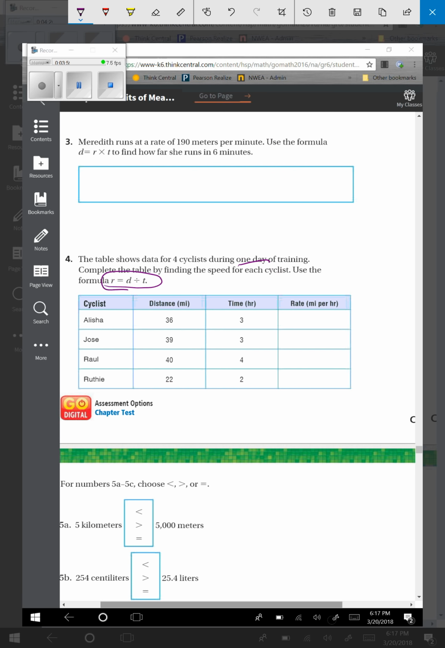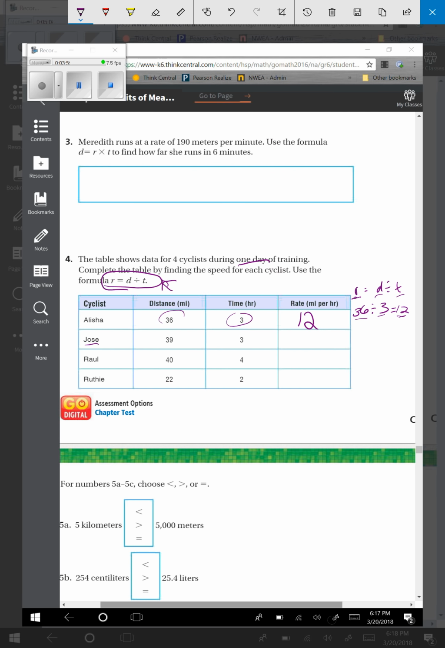So we'll take Alicia, and she has a distance of 36, a time of 3. So we're trying to find the rate. So again, we're just going to use this formula here. So we're going to take 36 divided by 3. 36 divided by 3 is 12. So her rate equals 12. Because we're going to use R equals D divided by T. The rate is what we just found with our answer here. Distance was 36, and time was 3.